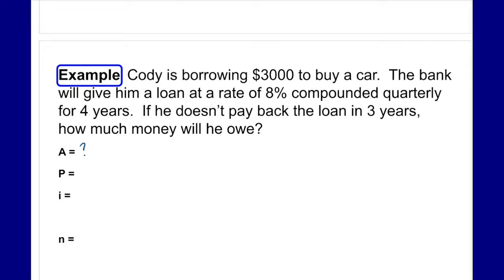I think we have a typo here. It should be, if he doesn't pay the loan back after 4 years. So let's just change that. So 4 years, how much money will he owe? So principal, we're starting off borrowing $3,000. The interest, it's 8% compounded quarterly. So this compounding period here, or this term, means 4 compounding periods.